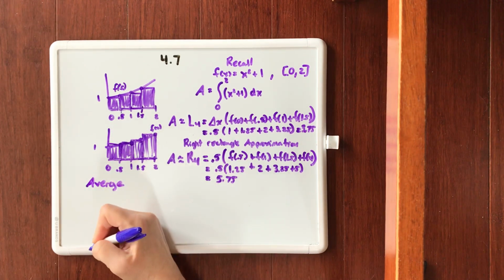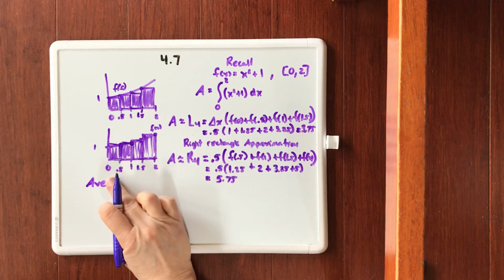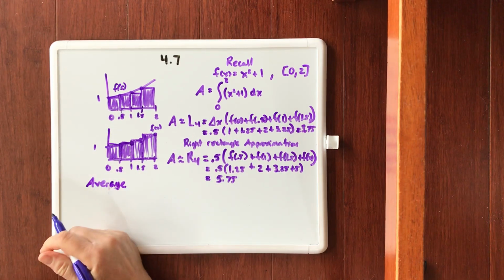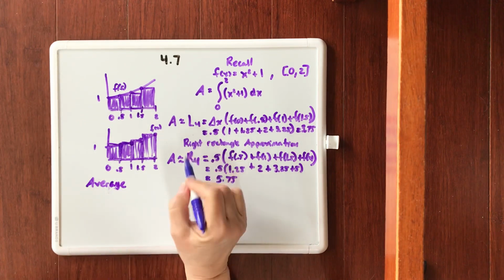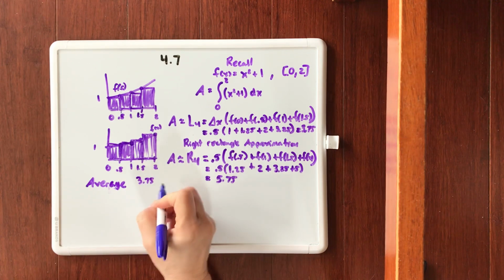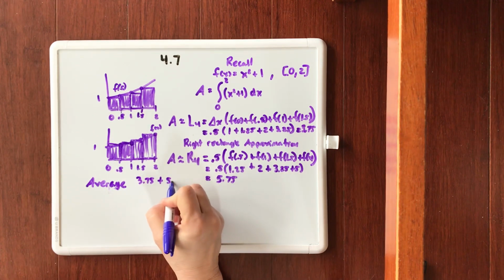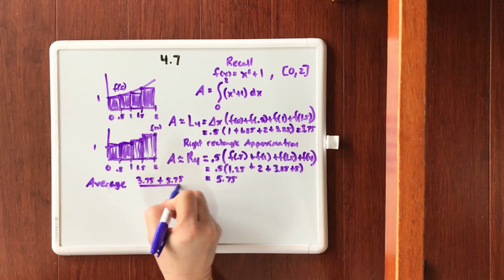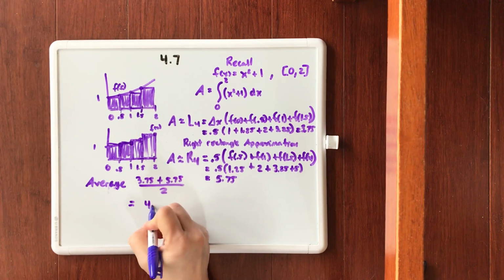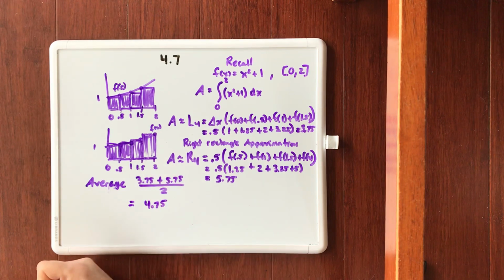That might be better, right? To take the average. So we're going to take the average of the left and the right. The left is 3.75. The right is 5.75. We divide that by 2, and we see that equals 4.75. So that's a more accurate estimate of the area under the curve. All right, let's keep going.